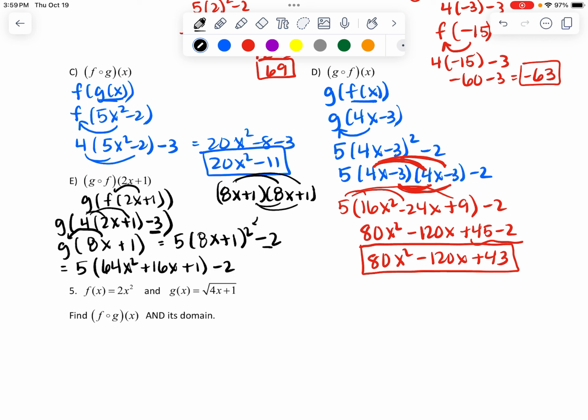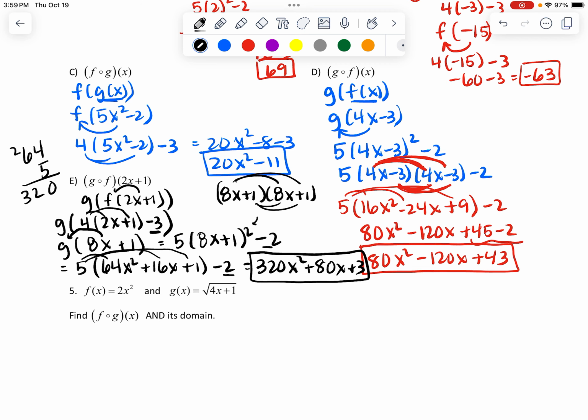Okay, I'm almost done. Let's distribute the 5. 5 times 64. Let's do that on the side. 64 times 5. So 5 times 4 is 20. Carry the 2. That's going to be 320. So this is going to be 320x squared. And then 5 times 16 is 80. So plus 80x. And then I have 5 times 1 is 5. But 5 minus 2 is 3. So it's going to be plus 3 at the end. Okay. All right, number 5.